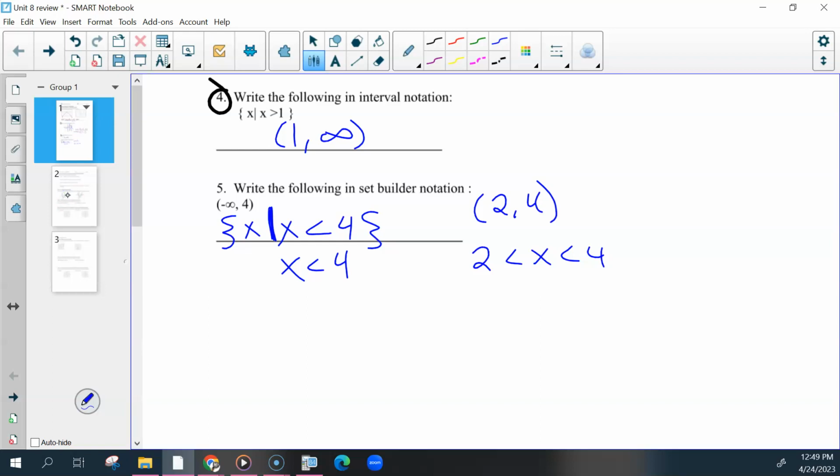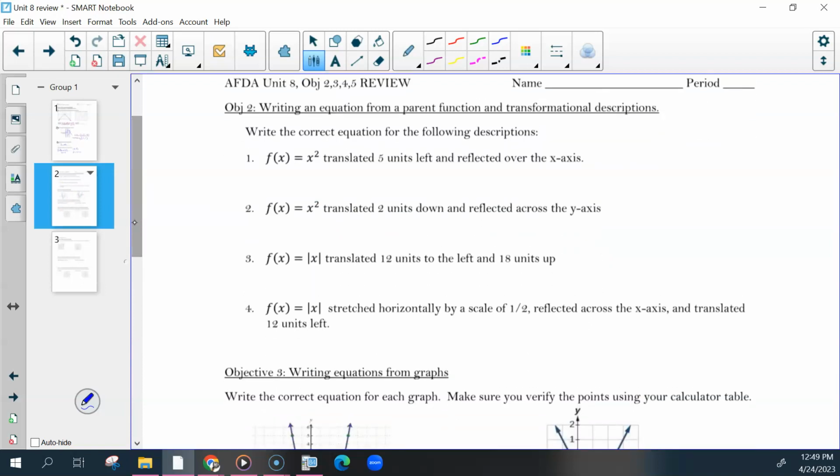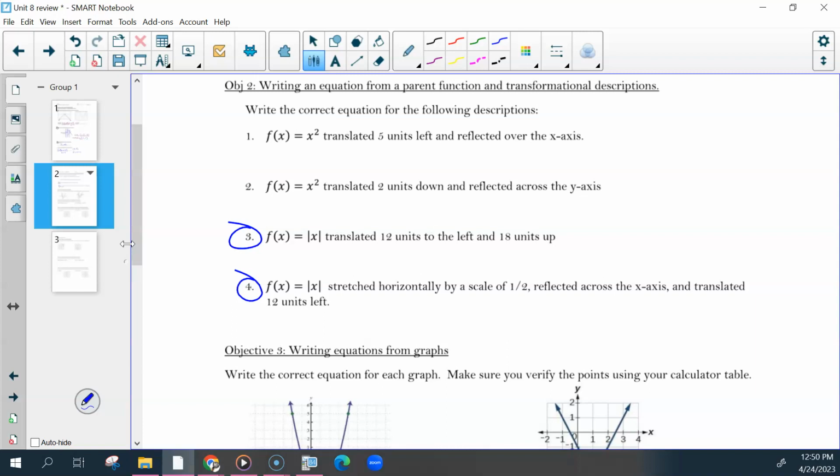Alright, on the back. We can do 2 of objective 2. Which ones do you want to do? C, go over. Yeah, I guess 4. 4 is a good one. Let's actually do 1 and 4 instead of 3 and 4 because they're the same function, and these are both left, so those would be similar.